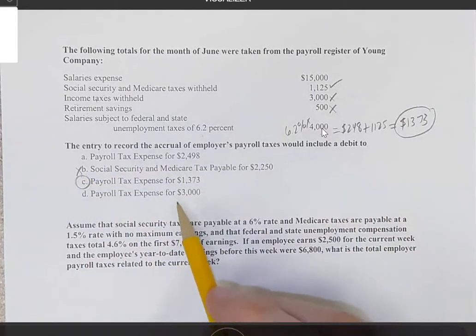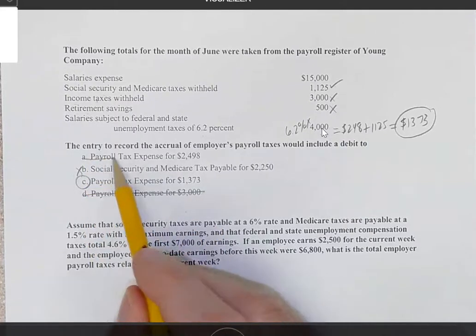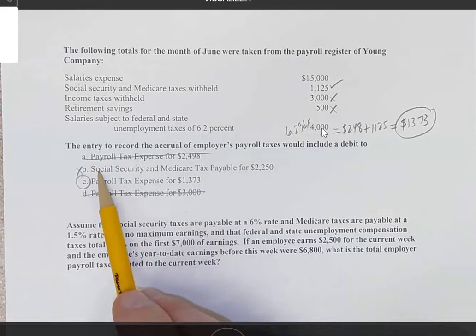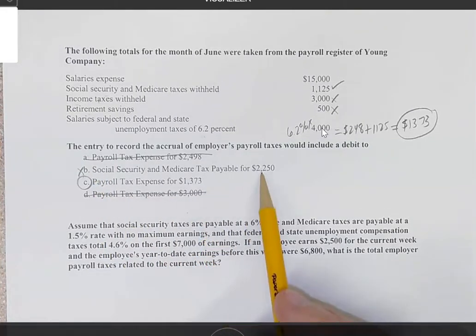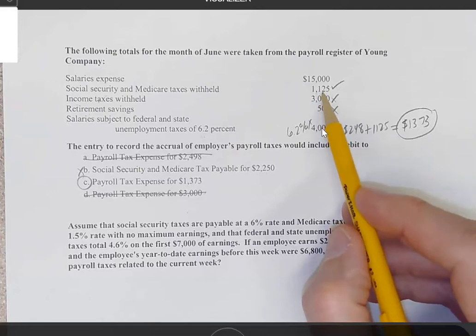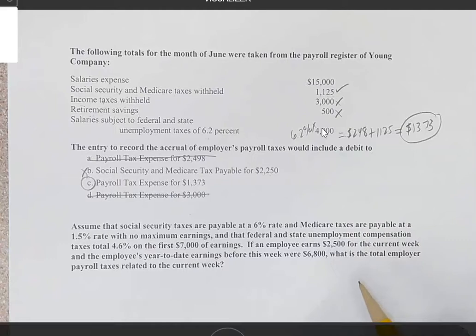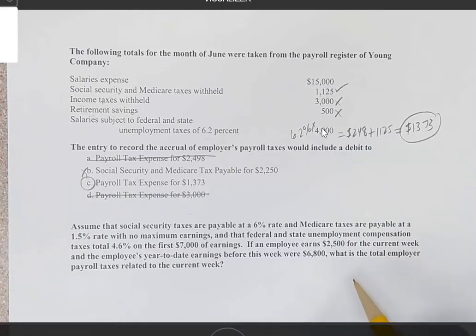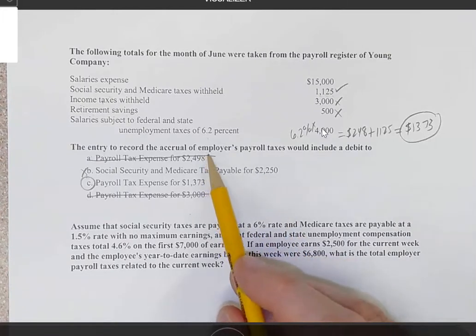Now the reason that I do want to go back, I want you to understand what they've done here in B. This is actually a legitimate journal entry. What they've done is they've taken the employer's portion, which is $1,125, and then they've taken the employee's portion of the Social Security and Medicare taxes, and they've added them together to come up with this $2,250. But that's not what the question asks. The accrual of the employer's payroll taxes.